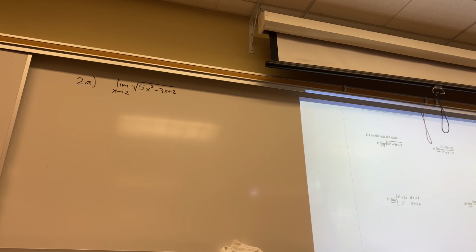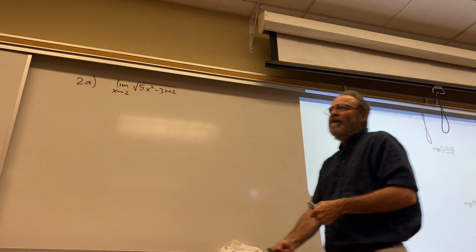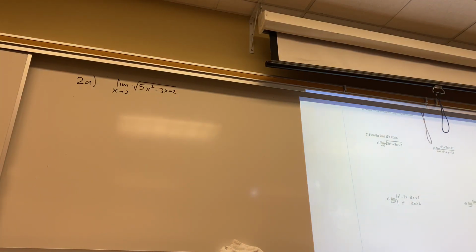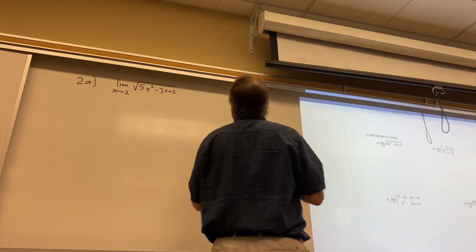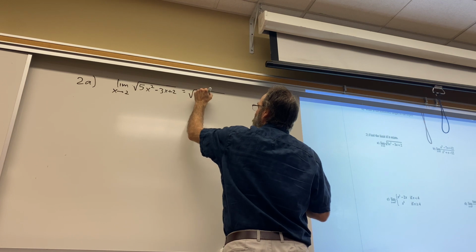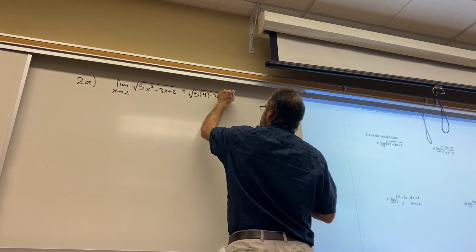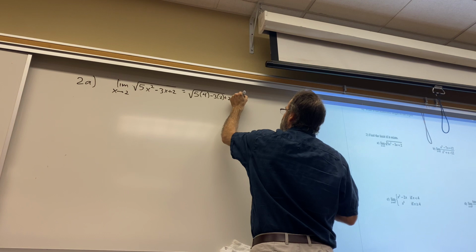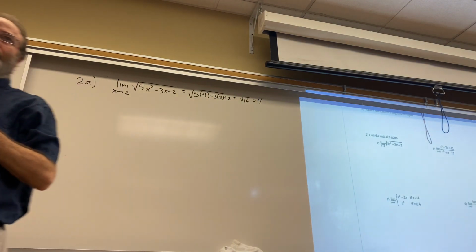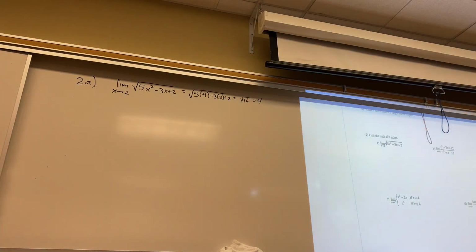If you get 0 over 0 or infinity over infinity, then 0 over 0 gives us the option, we can do either factor and cancel or L'Hopital's rule. Infinity over infinity is basically just L'Hopital's rule. I got 4 when I plugged in. You got 4, okay, so we're gonna get square root of 5 times 4 minus 3 times 2 plus 2. It's 20 minus 6, so square root of 16, which is 4.